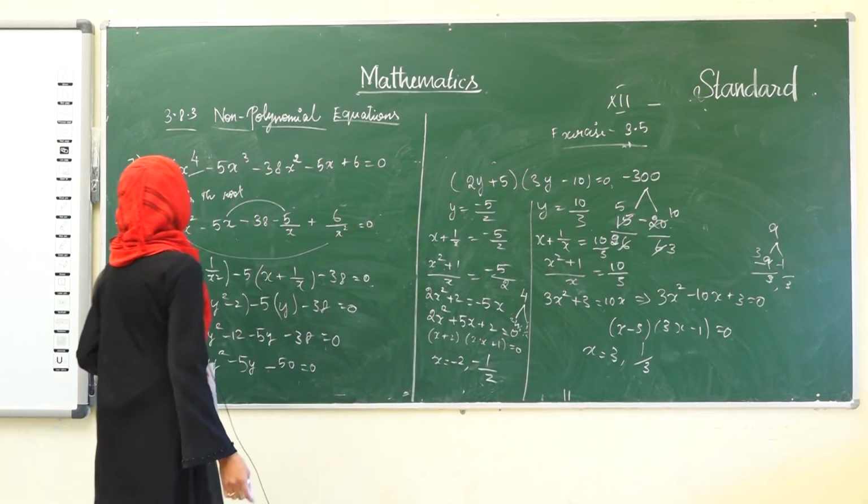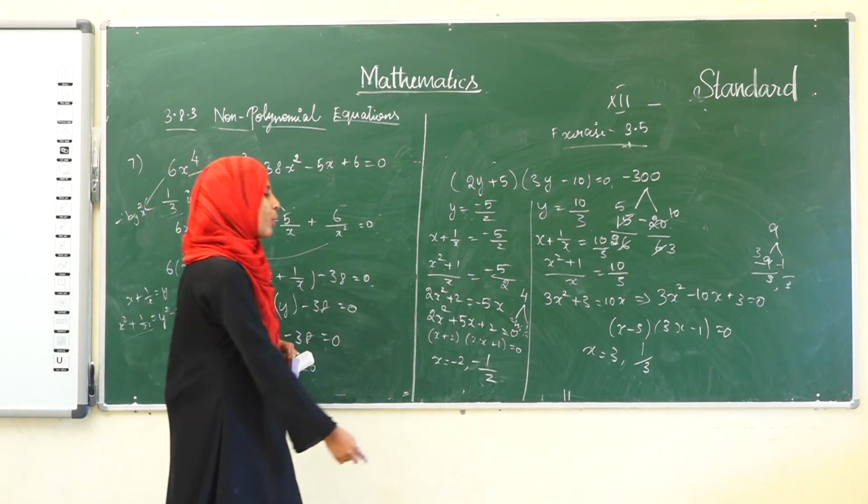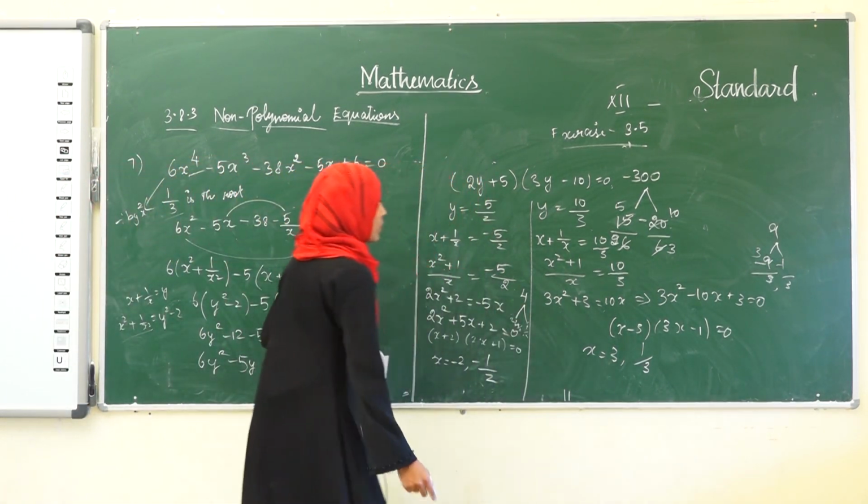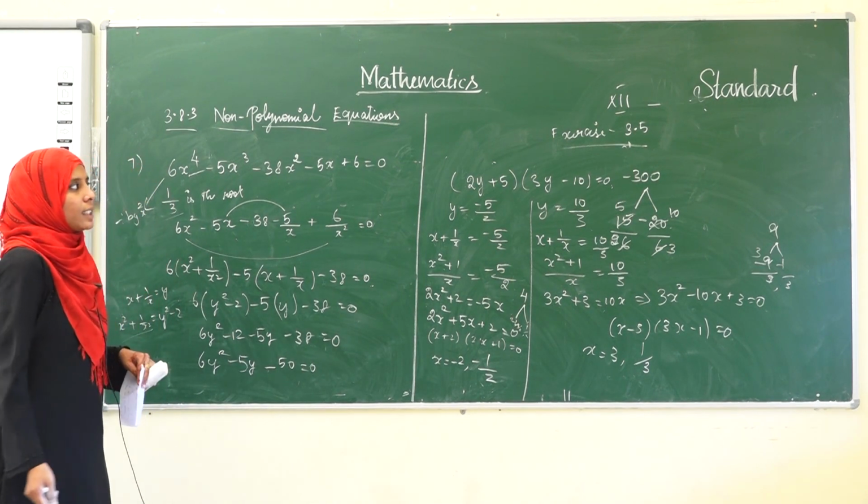Since in the question they have given 1 by 3 as one of its roots, we have found that 1 by 3 is one of its roots. We have completed this exercise 3.3.